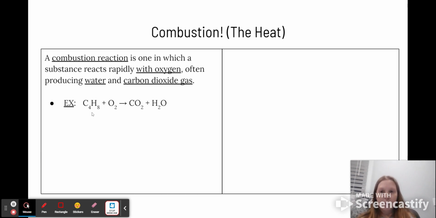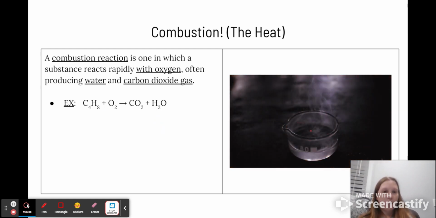So here's an example. So you see we've got oxygen on the left, carbon dioxide, and water on the right. And there's a combustion reaction.